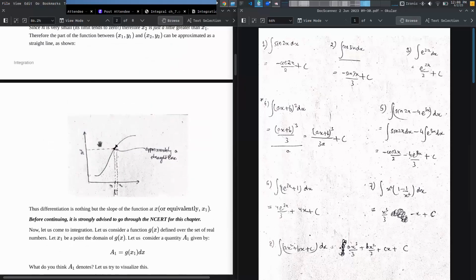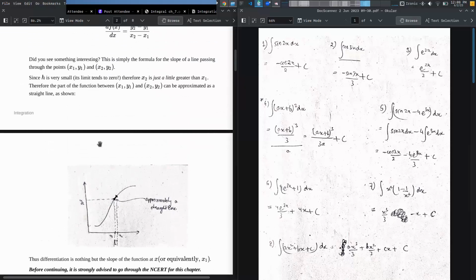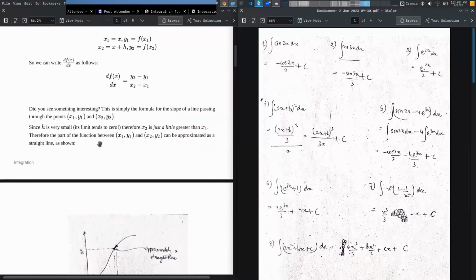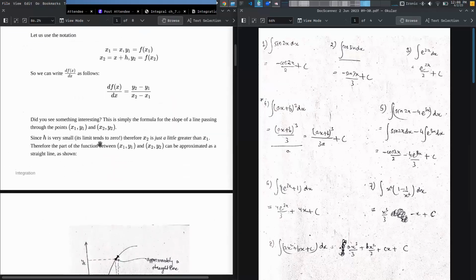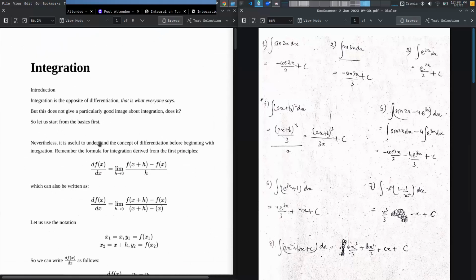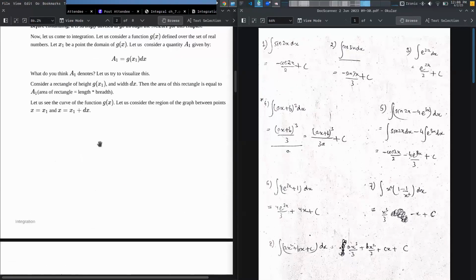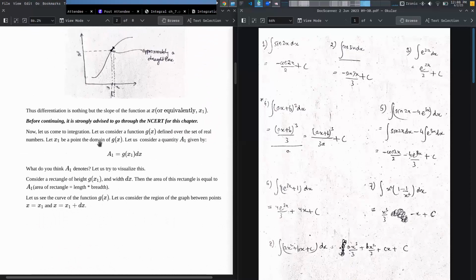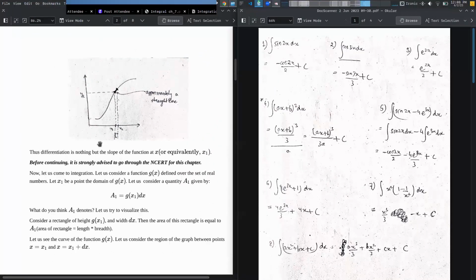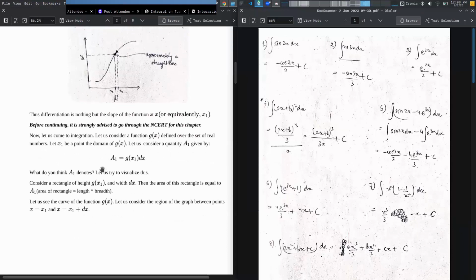So I hope the concept of differentiation would be clear at this point. If not, I'll share these notes so you'll be able to reread them and understand. So I am assuming everyone is clear with differentiation. Before continuing, it is strongly advised to go to the NCERT for integration. So now let us come to integration.